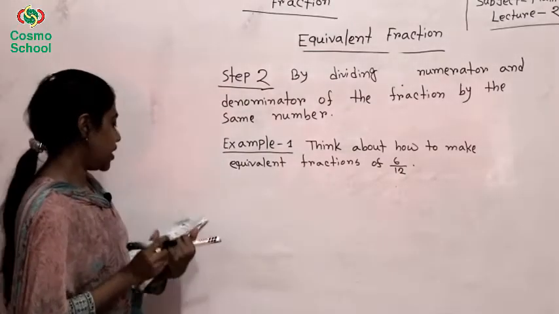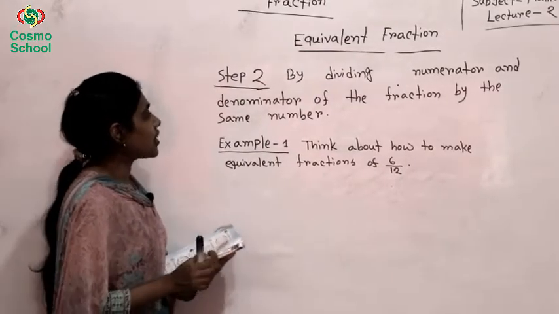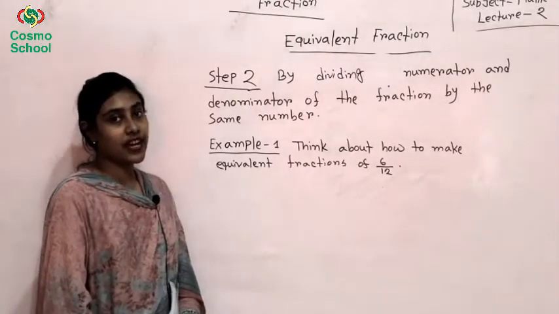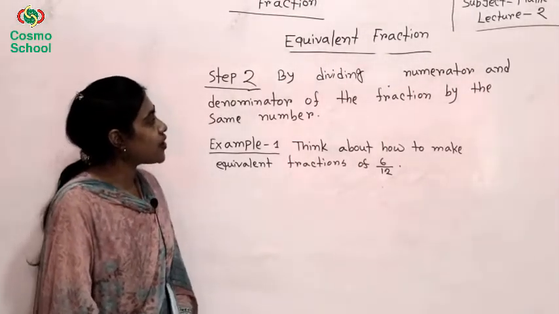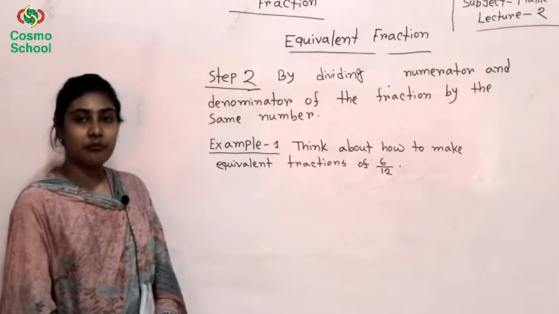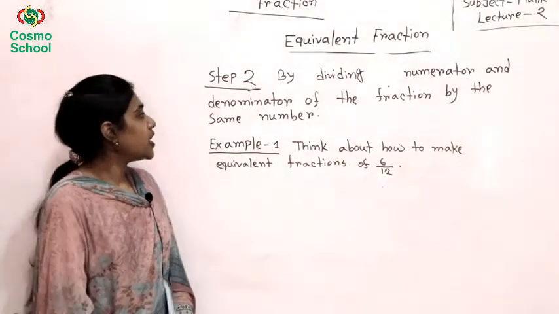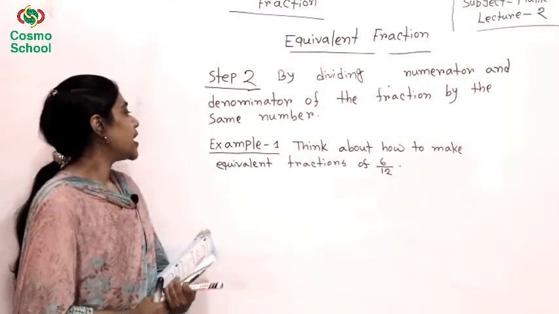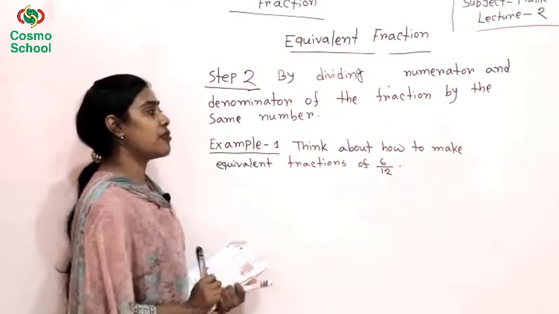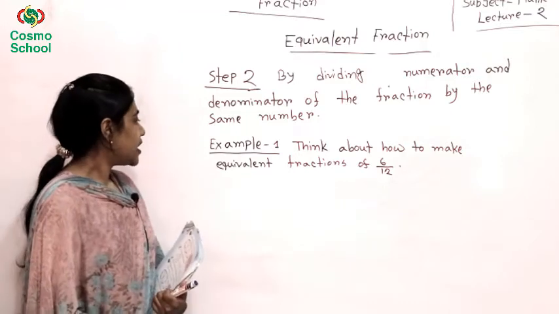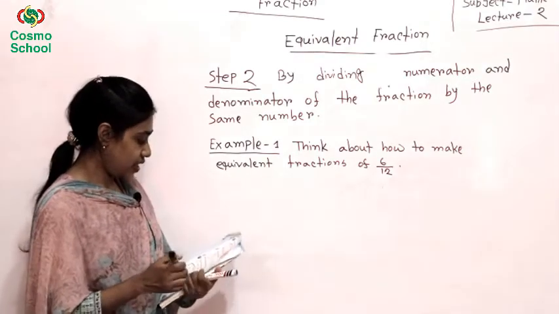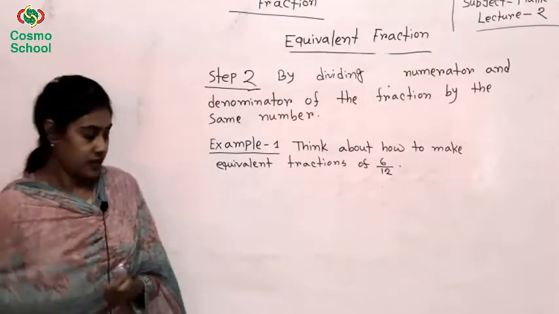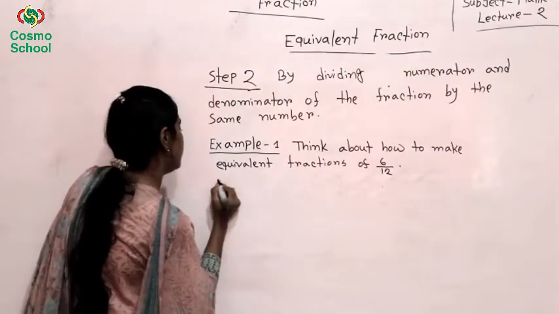Step number 2: an equivalent fraction can be obtained by dividing the numerator and denominator of the fraction by the same number. I can tell it is the dividing process. Example 1. Think about how to make an equivalent fraction of 6 divided by 12. Solution.